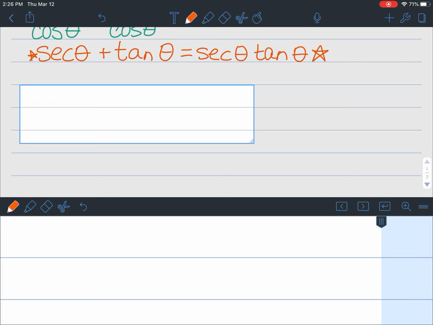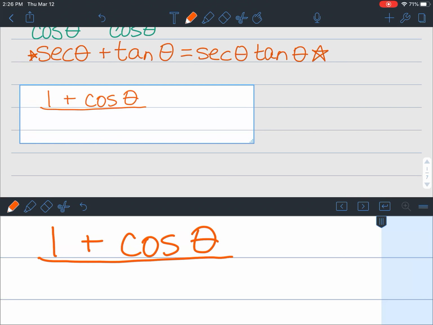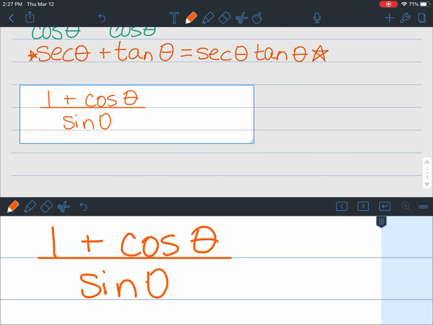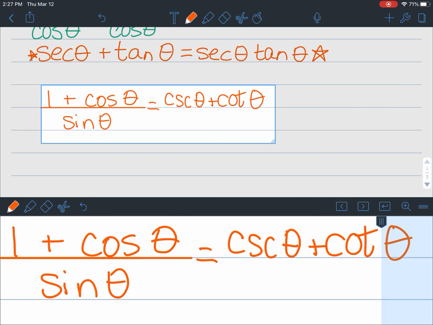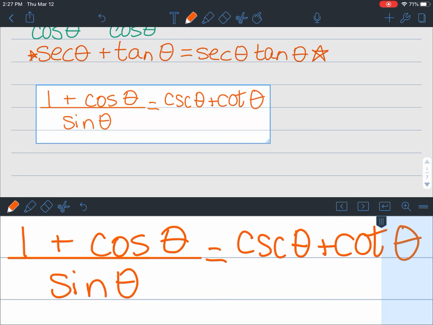Okay, so I'm going to give you one to try. It's very similar to the one above. As I said before, try not to look at the one above. Try this on your own. See if you can remember what we did. But if not, then of course you can always go back up and look. There you go. 1 plus cosine theta divided by sine theta equals cosecant theta plus cotangent theta. Okay, you try to figure it out. I'll be back.